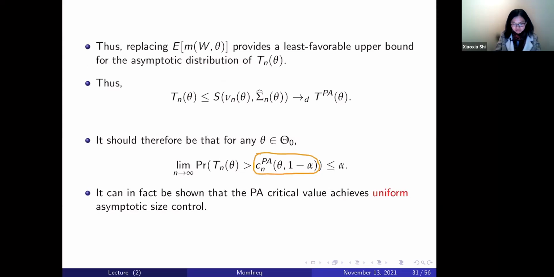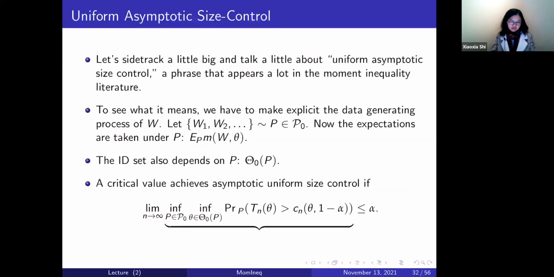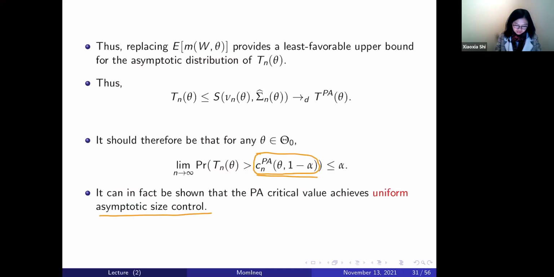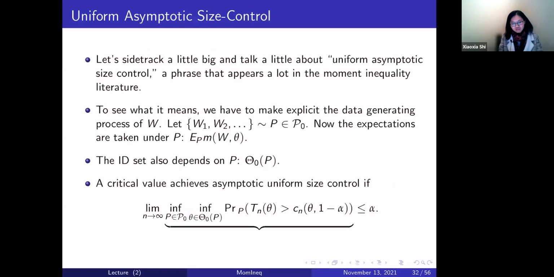Because we made the distribution bigger before we come up with this critical value, it is big enough. It's not too small. So it does have asymptotic size control. So it controls the size of the test. So that's the first critical value that we use. And this critical value is shown to have asymptotic size control. And I also want to stress that it has uniform asymptotic size control. And I want to sidetrack a little bit from talking about critical values to talk about uniform asymptotic size control, because that's something that you hear a lot in this literature.